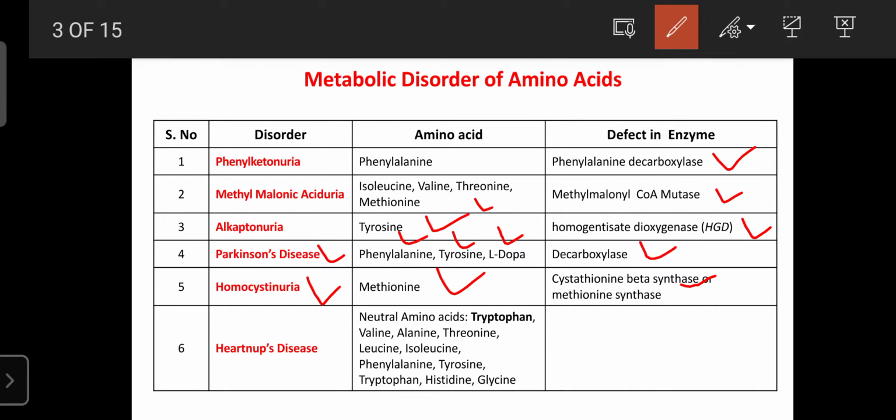Then Hartnup's disease is caused by the malfunction or abnormal metabolism of the neutral amino acids, especially tryptophan, but also occurs due to deficiency in the metabolism of other neutral amino acids. So these are the important metabolic disorders we can discuss today.